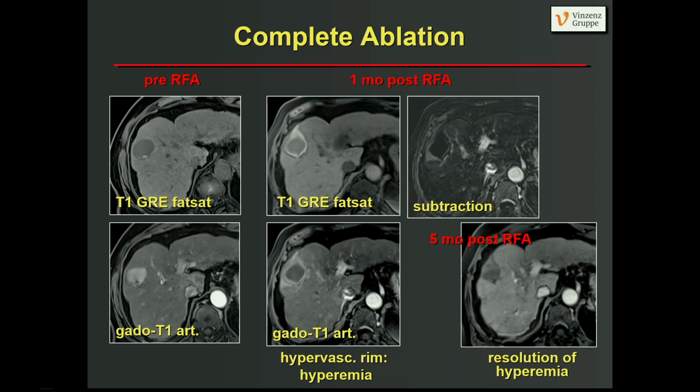So you see that there is a kind of a hypervascular rim. And you see 5 months later, there's resolution of hyperemia, and this is now just an avascular defect, so typical signs of complete ablation.